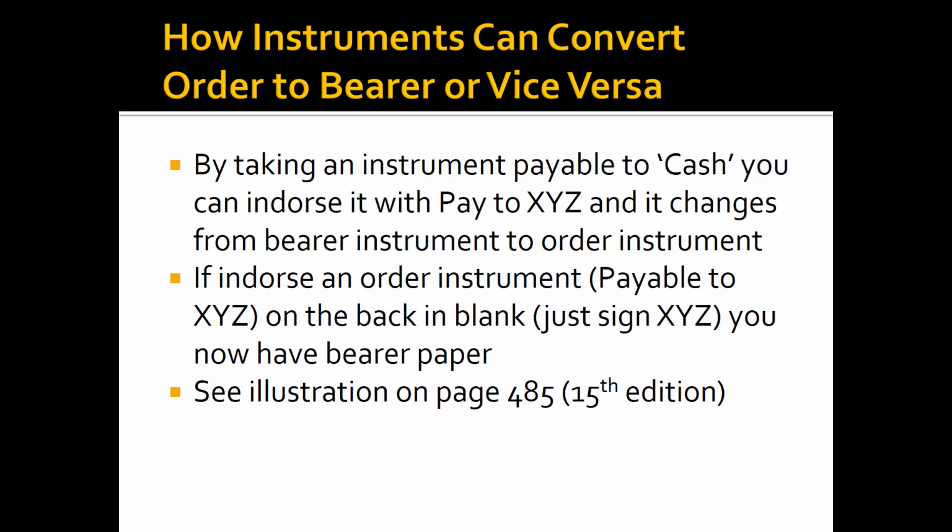You can see an example of this, again, in the 15th edition. You're going to see an example of this on page 485. I think it's called Exhibit 26.6, converting order paper to bearer paper and vice versa. You'll see a quick example of that. Might make it a little bit more understandable for you.